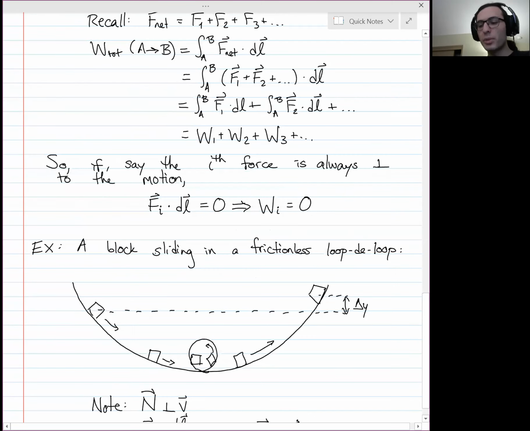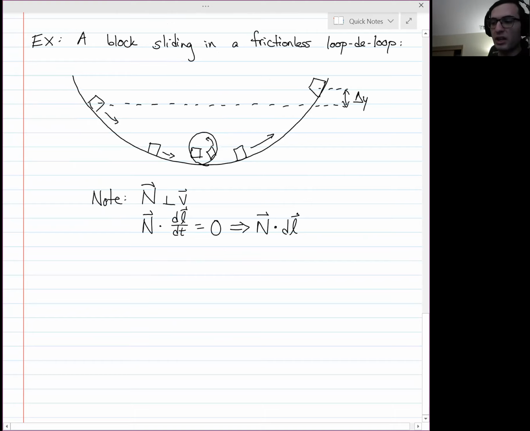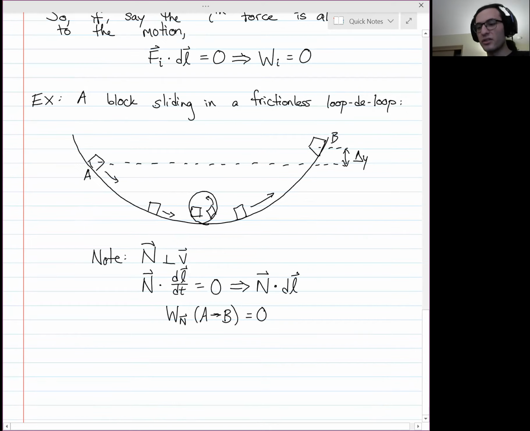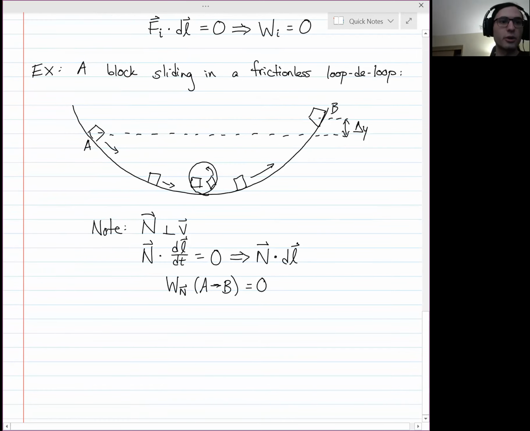So when we go and plug it into the work, we would automatically find that the work from the normal force from A to B, let's say this is A and this is B, is just 0, because we can compute that work by taking the dot product, and if the dot product is 0, the integral of 0 is 0.